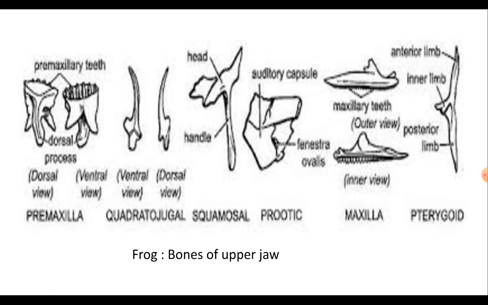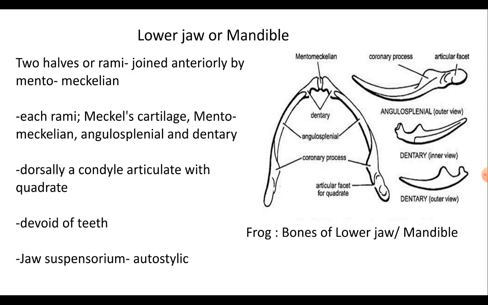Coming to these, the bones of the upper jaw, that is the loose bones of the upper jaw: premaxilla, maxilla, quadratojugal, squamosal, and also you find the pterygoid bone in this picture.